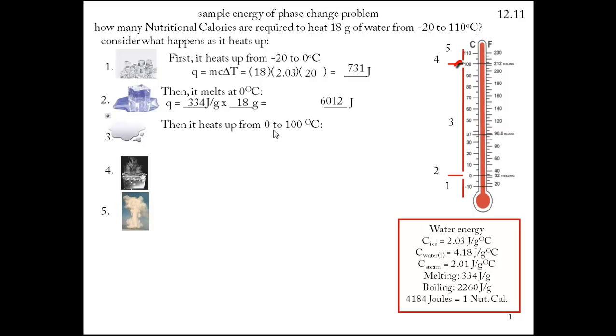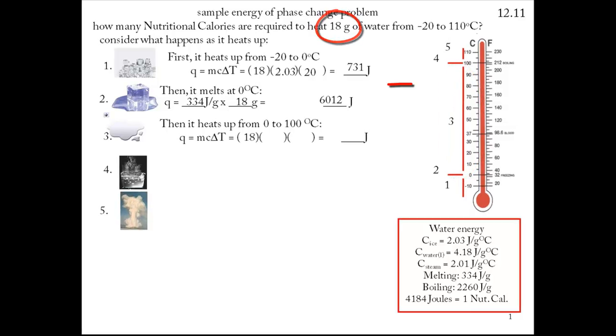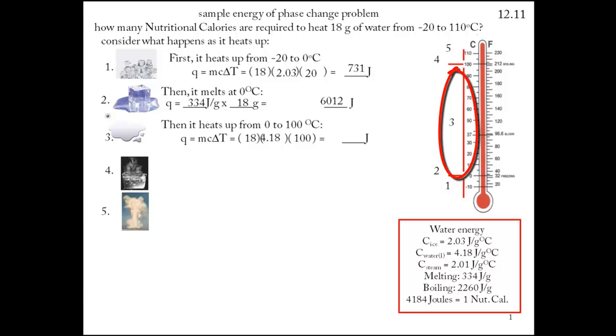It's going to go all the way from 0 to 100. You'd think that's a large component, but let's find out. It's still 18 grams. The specific heat, we better choose liquid water. And let's see, delta T is the full 100 degrees. Well, it's more than it took to melt, 7,500 joules roughly. And now it's going to boil.